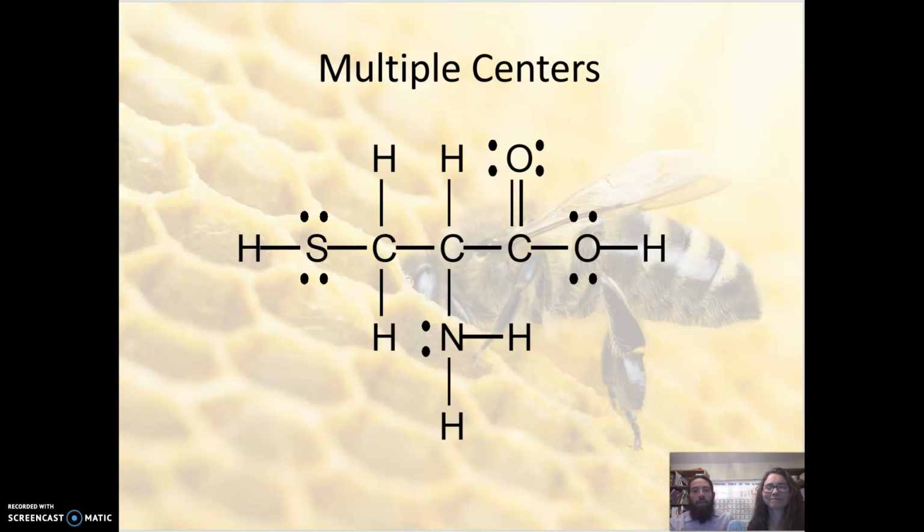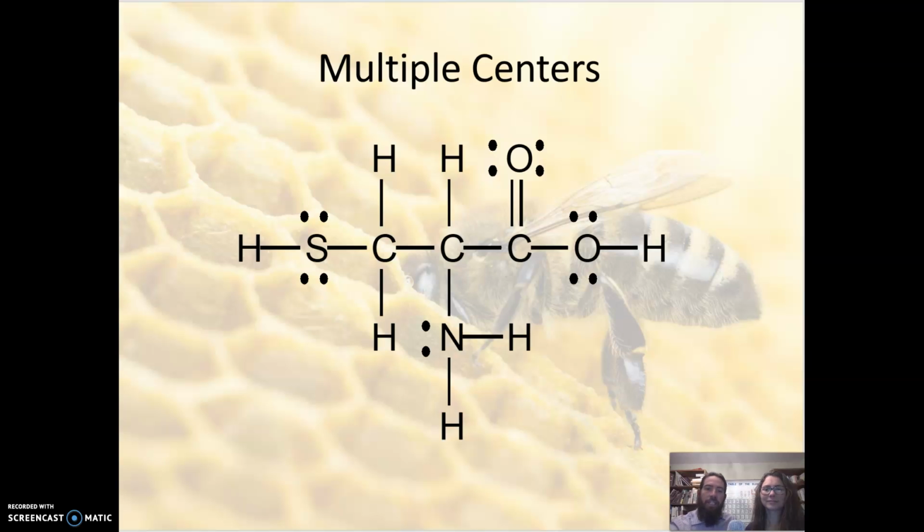T-shape. Okay, we can get into some pretty complicated molecules that have multiple centers. Remember, central atoms are just bonded to more than one thing. So I'm looking at this one. I see 1, 2, 3, 4, 5. I see 6 central atoms. And we just apply the rules for each central atom.